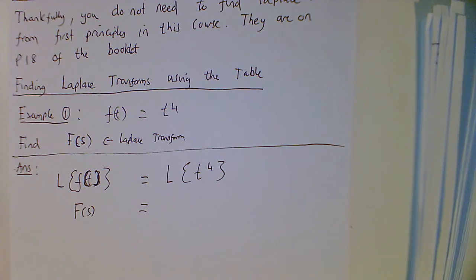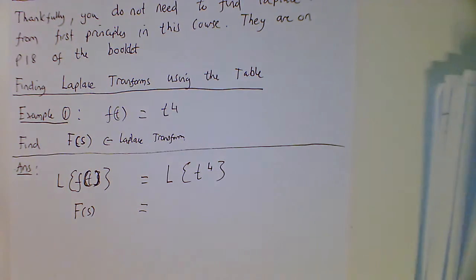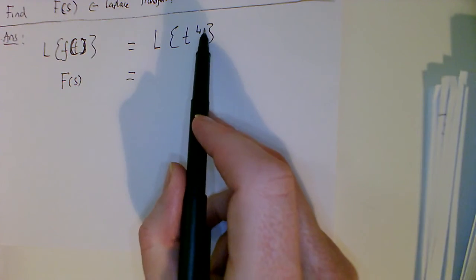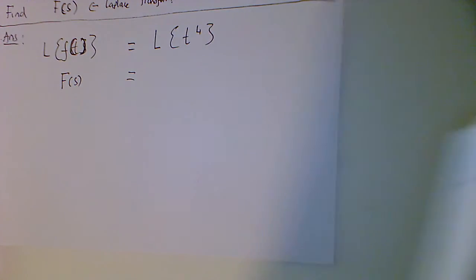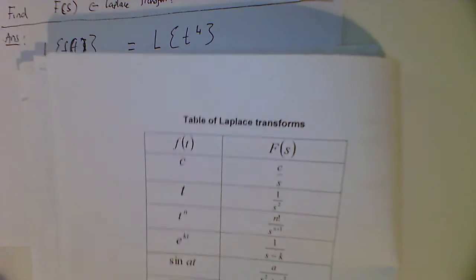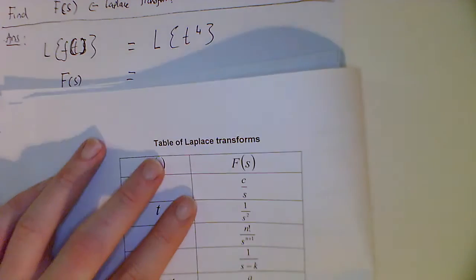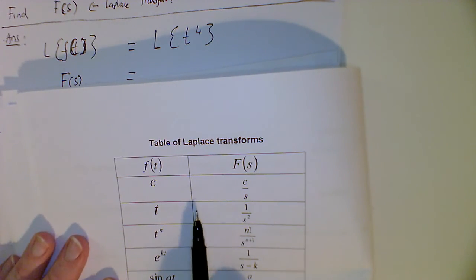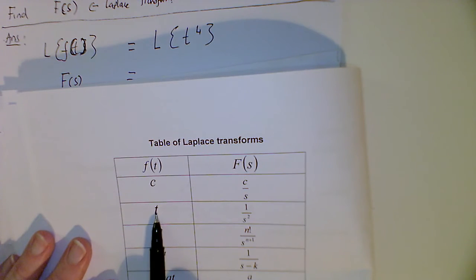So I go to my table of functions. If I look at my function, it's t with a power on it. So let's have a look at my table. Where's the function that looks like t with a power on it? Well, that's a number, so it's not that. That's just t. Oh, there we go. There's one that's t with a power on it. And the power I've got is 4.